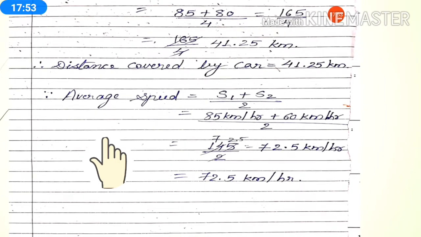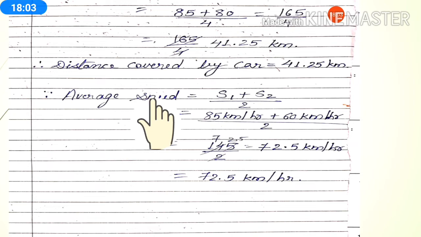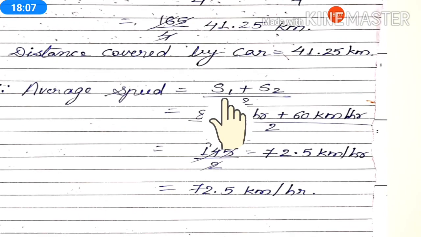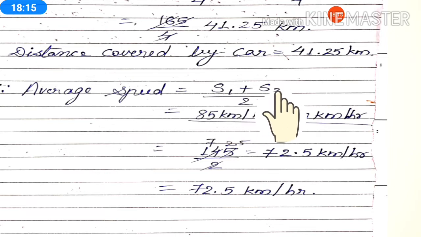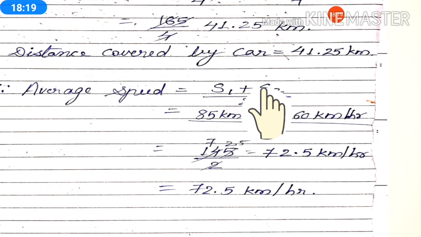Why average speed? Because in the first 15 minutes a different speed and in the next 20 minutes another speed is given. So it is easy to find the average speed when we have two different values. So we know, to find the average, what? The addition of the two values divided by 2, meaning S1, first speed, plus S2, second speed, divided by 2. So we will get the average of the two values.